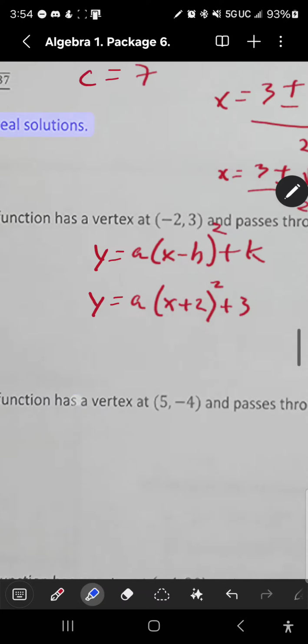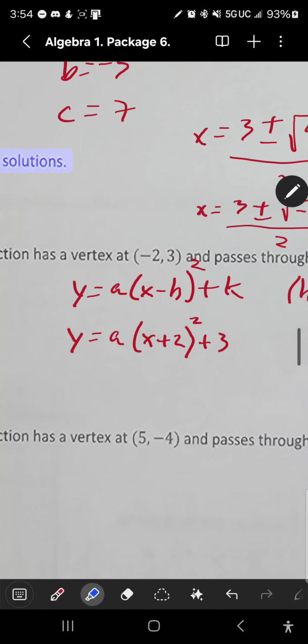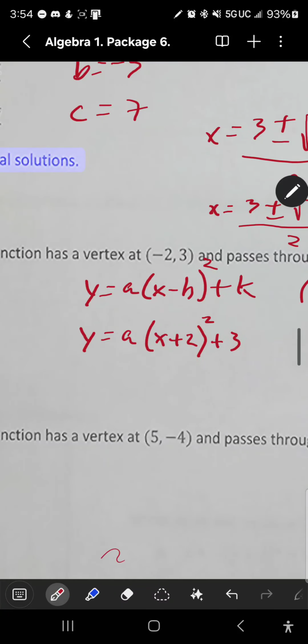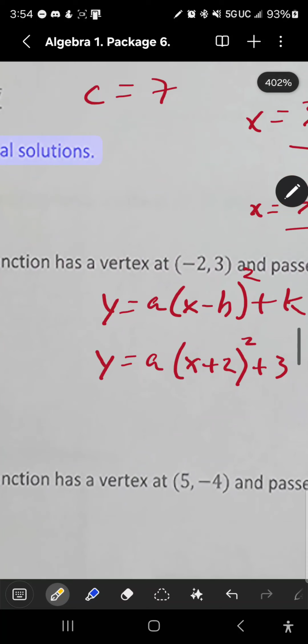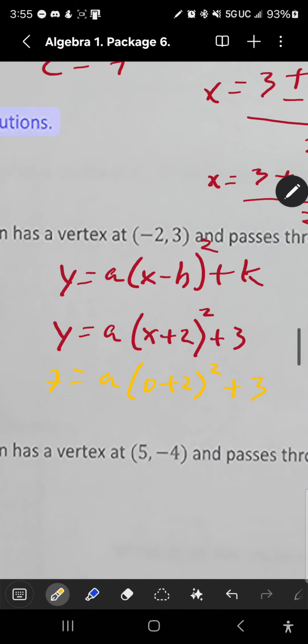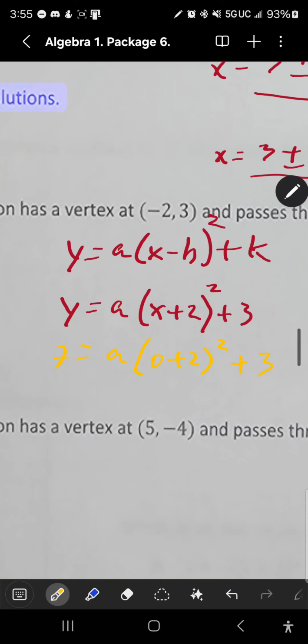If it is not a multiple choice question, what I will do, I have this equation. I can take a point. So I can take 0 comma 7, for example. I'm going to say my point is 0 comma 7. So my y is 7 equals a(0 plus 2) squared plus 3. Now I subtract 3 from both sides. 3 minus 3 is 0, and 7 minus 3 is 4, equals a times (0 plus 2).